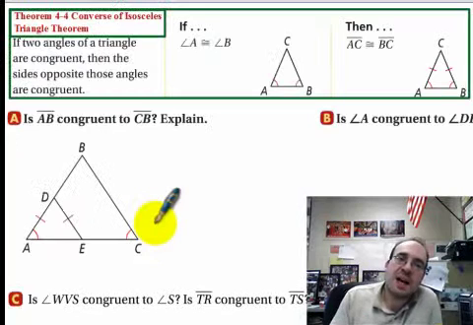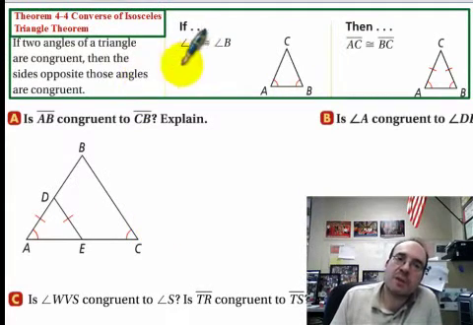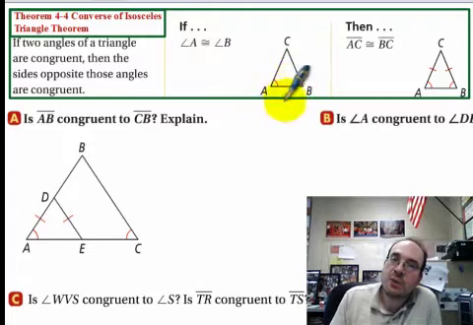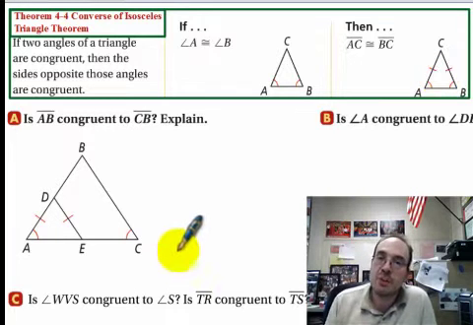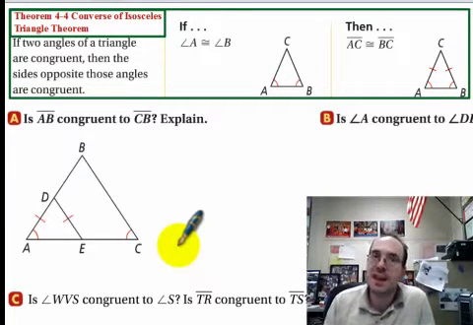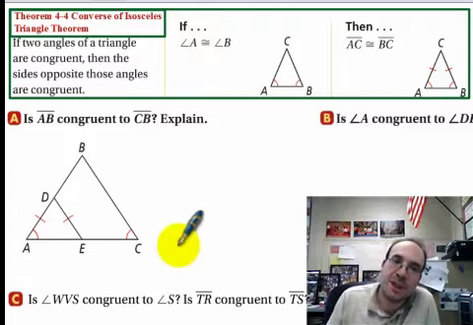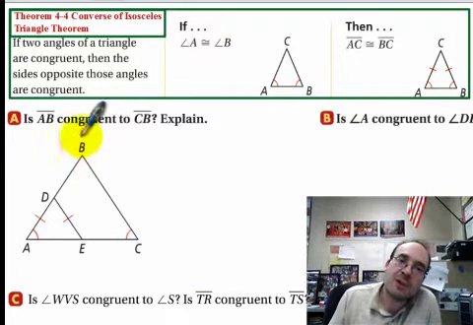Okay? Let's actually talk about the converse of the theorem, which says if two angles are congruent, then the sides are congruent. So if the angles were congruent, then the sides are congruent. So you can go in reverse with the theorem. If you know the angles are the same, the sides are the same. If you know the sides are the same, the angles are the same. And let's actually solve a few problems with this.